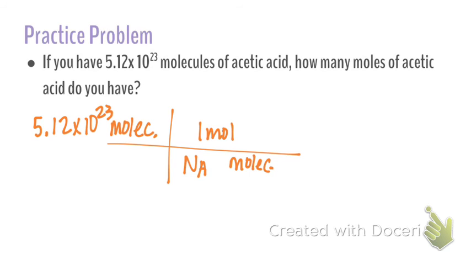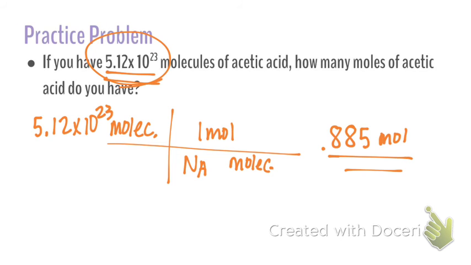Okay, so here, what do we get for our final answer? Oh, I just deleted it. 0.885 what? Moles. Does that answer make sense? Is it reasonable? Did we start with more than or less than 1 mole? Less than. I started with less than a mole, right? This number is less than Avogadro's number, so that means our answer does make sense that it's less than 1 mole.